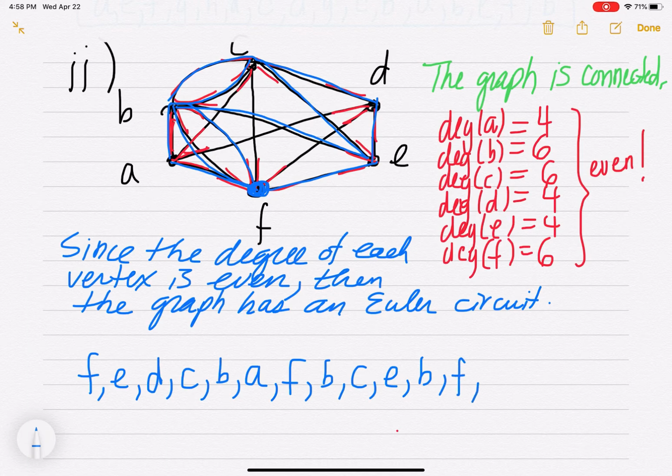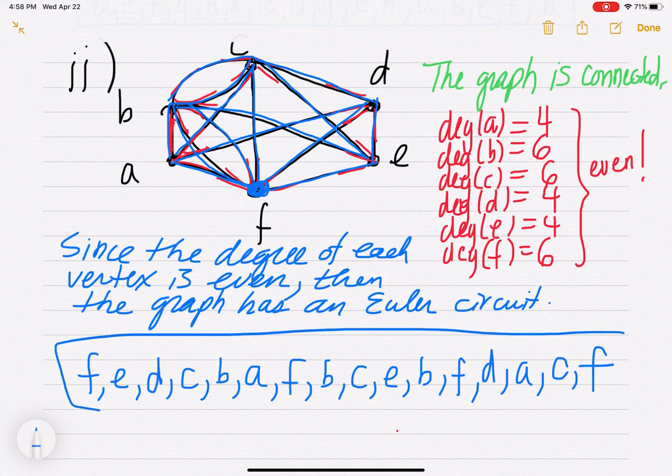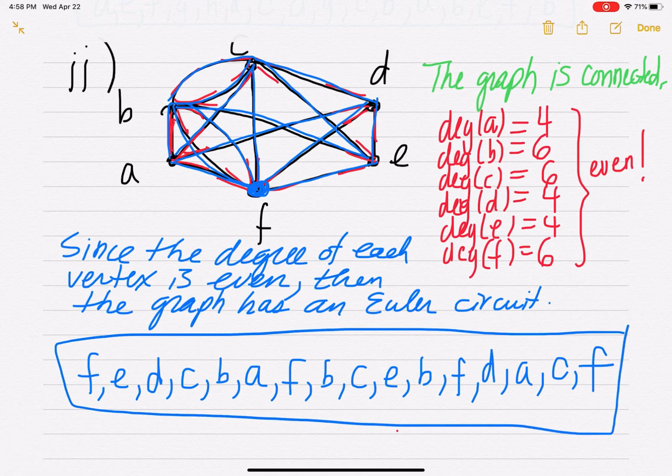From F, I have a couple of directions. I can go north to C or northeast to D. I'm going to go northeast to D. Then from D, I only have one direction, D to A. From A, I only have one direction, A to C. And from C, I only have one direction: south to F. And that's where I started, right? I started at F, I ended at F, and I've traced the entire graph, each edge exactly one time. There's my Euler circuit. A circuit begins and ends in the same place.